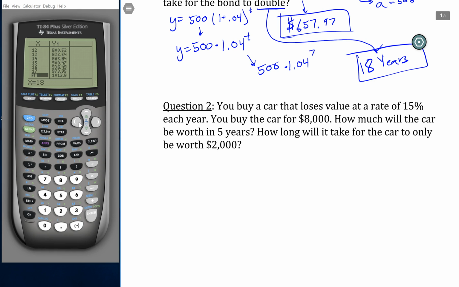So you buy a car that loses value at a rate of 15% each year. That means instead of my R being 0.15, actually my R is going to be negative 0.15 because I'm losing value at that rate. I buy the car for $8,000. Obviously, this is our initial value of A. And they're asking how much will the car be worth in 5 years? How long will it take for the car to only be worth $2,000?